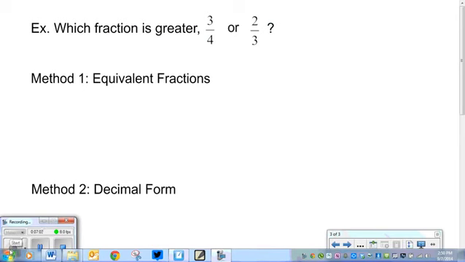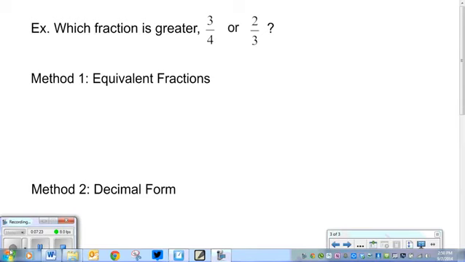Okay, so now we have two fractions we need to compare, and we need to decide which one is larger or which one is greater, meaning the greater value. So if it was on a number line, it would be furthest to the right. There's two ways to do this. Sometimes I'm going to ask you to model one way or the other.